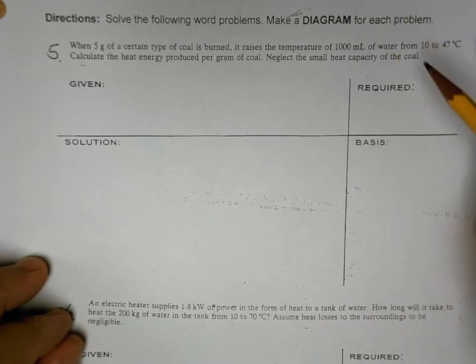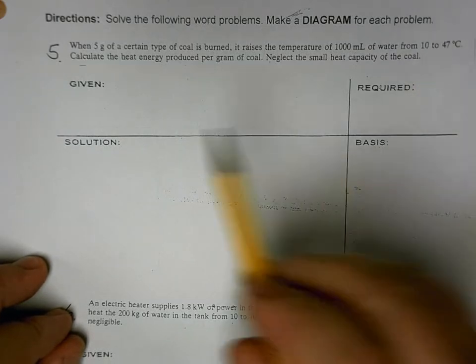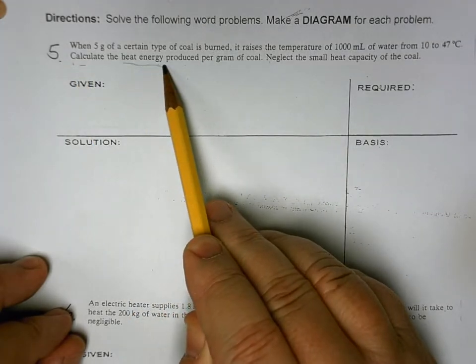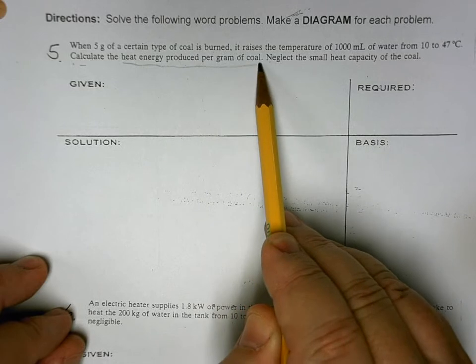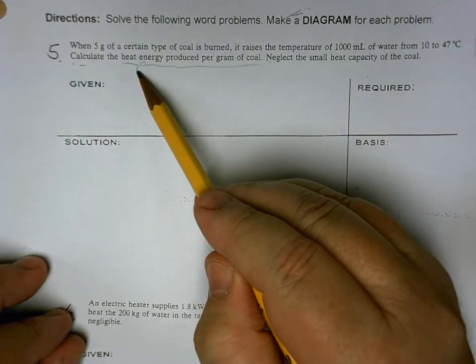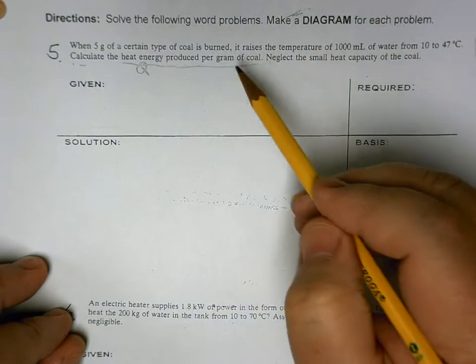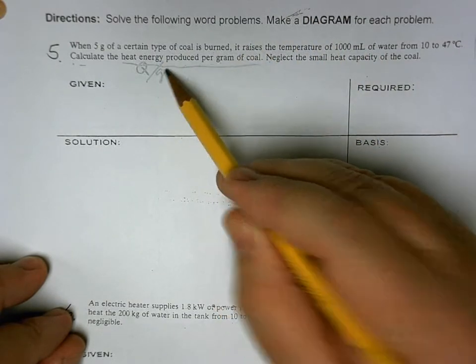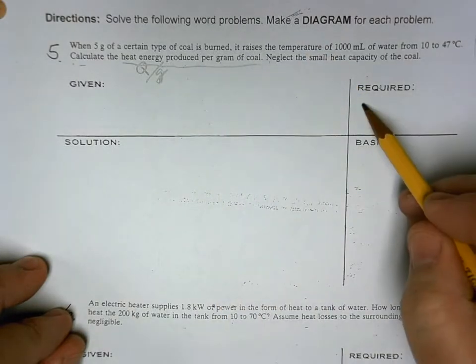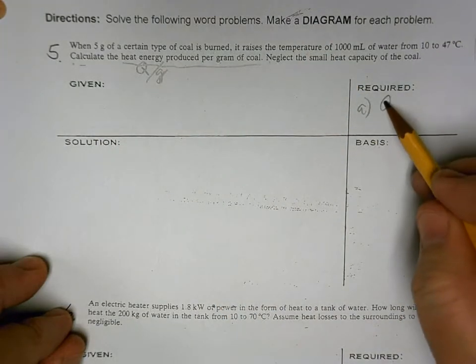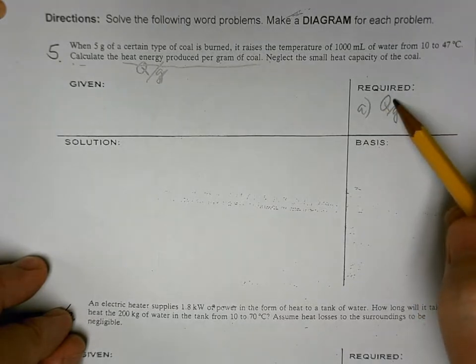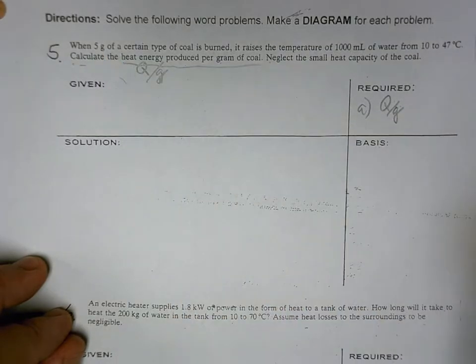Okay, so the first step would be to find out what is being asked in the problem. And it says here, calculate the energy produced per gram of coal. Okay, so energy is Q, and gram of coal is, so per gram. Right, so you can write that down. There's only one thing, that's the energy per gram. So you calculate the heat and then you divide it by 5, right?